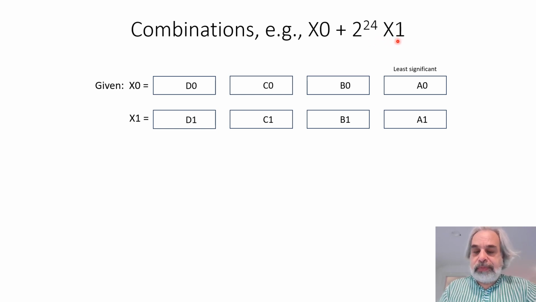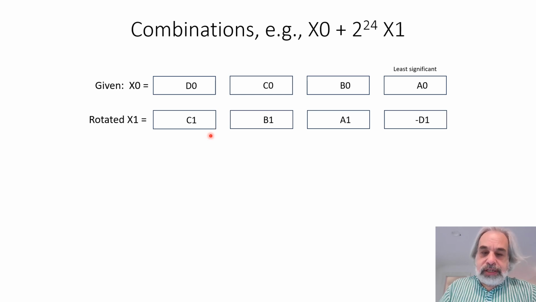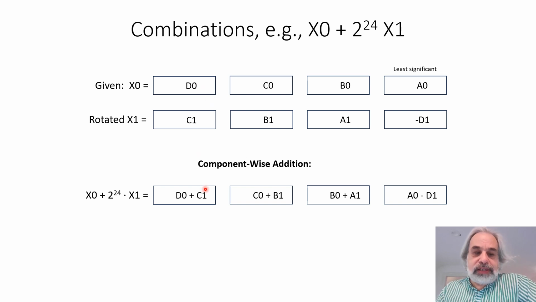Okay, so let's look at how that operation would work in our sampled format. Let's say our x1 is represented as a1, b1, c1, d1. If we were to multiply this by 2 to the 24, it's essentially a rotation. So this becomes minus d1, a1, b1, c1. And then an addition is just a component-wise addition. So here's what you do. To actually compute x0 plus 2 to the 24 times x1, you simply say a0 minus d1, b0 plus a1, c0 plus b1, d0 plus c1. And that's your answer.